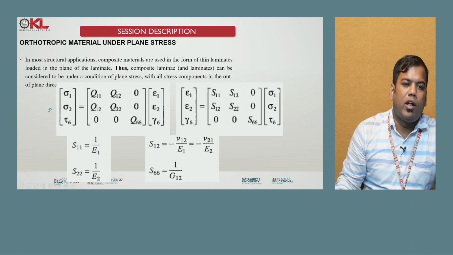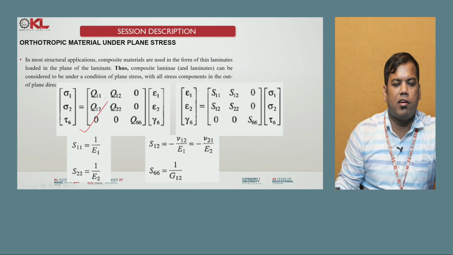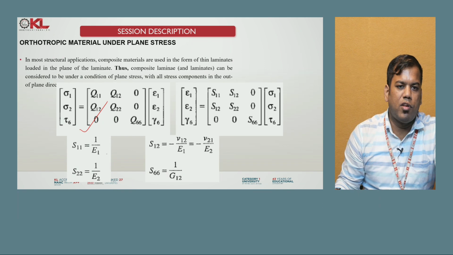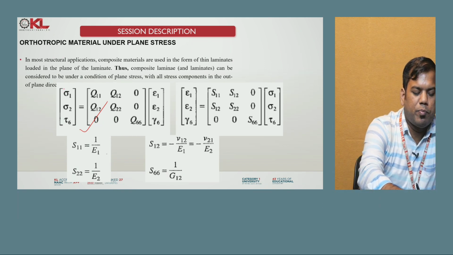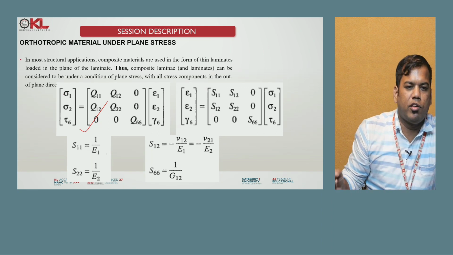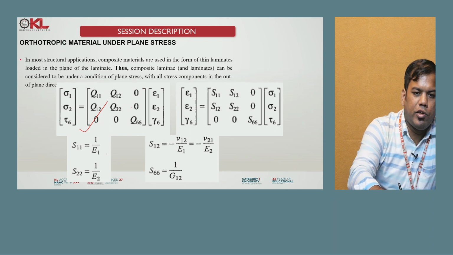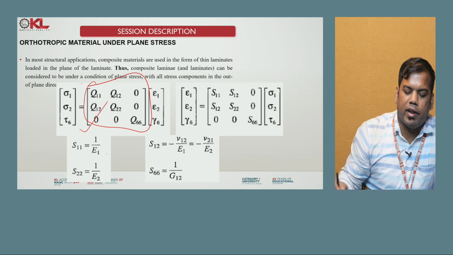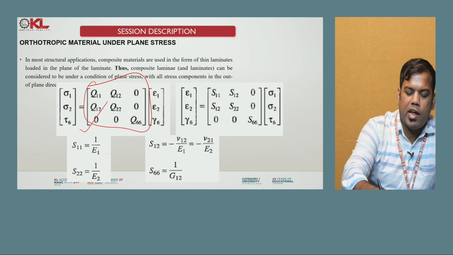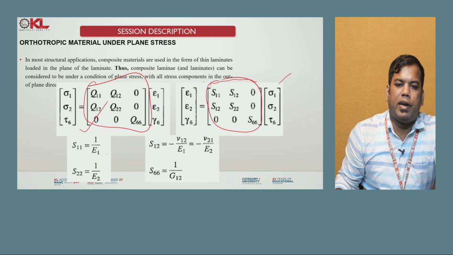So this is the reduced stiffness matrix. Using this plane stress condition, where there are no terms of the Z coordinate, the reduced stiffness matrix relating sigma 1, sigma 2, tau 6 is Q11, Q12, 0; Q12, Q22, 0; 0, 0, Q66. This is called the reduced stiffness matrix. Or conversely, the strain will be the S matrix times the stress matrix. This is called the reduced compliance matrix.